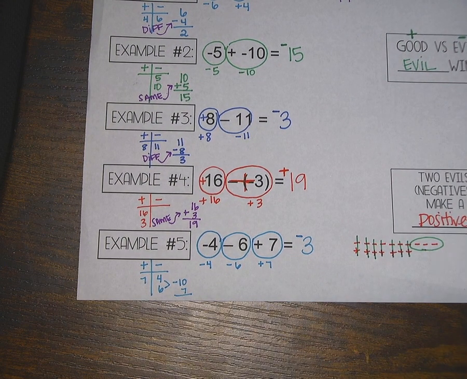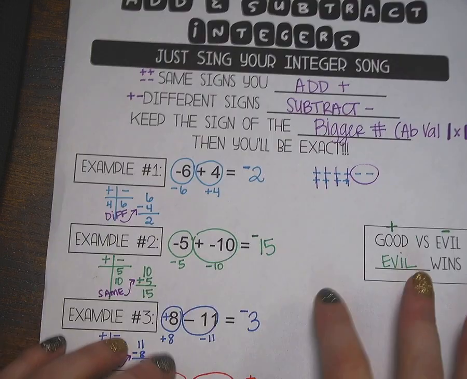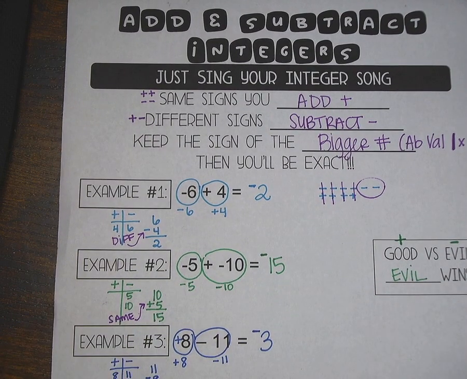And that's it, guys. That is adding and subtracting integers with our integer song. Same signs you add, different signs subtract. Keep the sign of the bigger number, then you'll be exact. Have a great time solving.